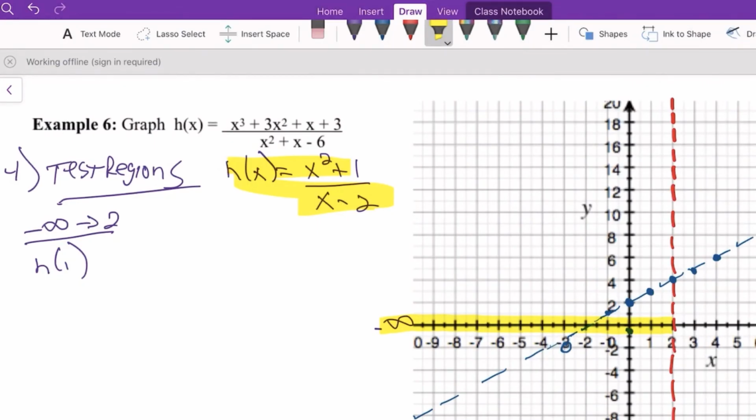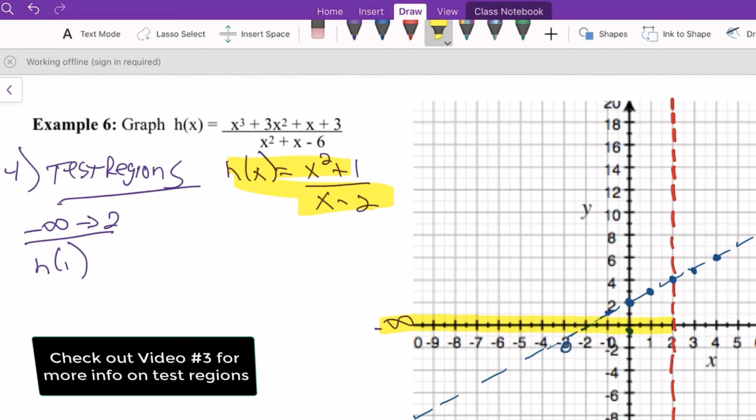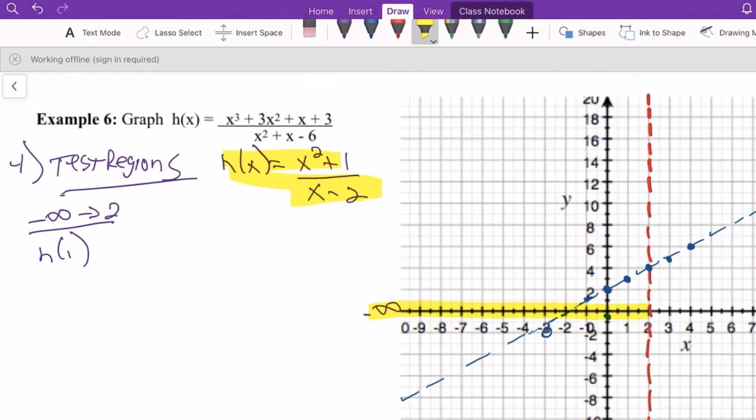All right, welcome to the final part of the video. This is where we're going to have our test regions and our test points and sketch the curve of the graph. So as you can see, I've got my first test region. Remember, the test regions start at negative infinity. Your first test region starts at negative infinity, and we're going to ride along the x-axis until we hit either an x-intercept or a vertical asymptote, and I stop here at 2.